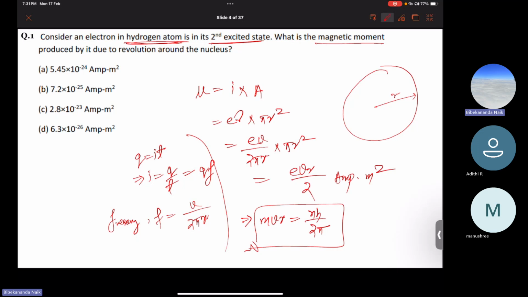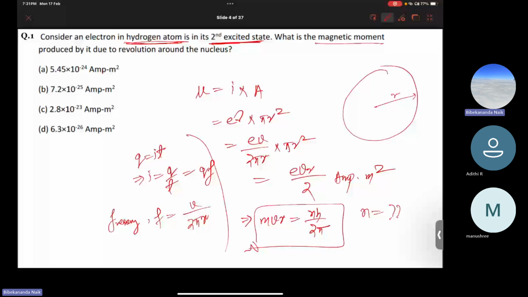So here you can see the question is given. The electron in hydrogen atom is in its second excited state. So second excited state means what will be the value of n? Yes, n will be 3. For ground state, the value of n is 1, first excited state n is 2, and second excited state n is 3. So in this case, we will put the value of n equals 3.